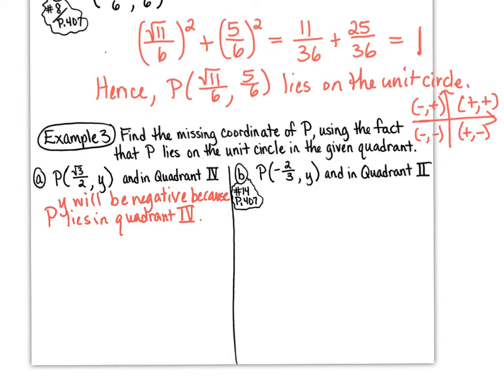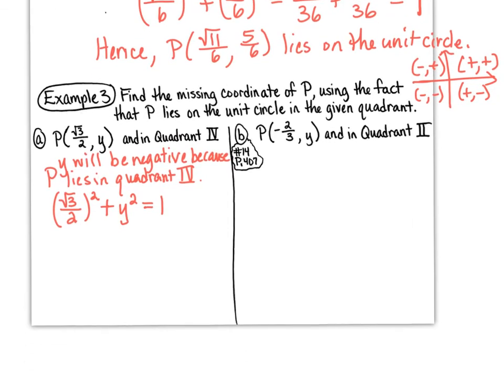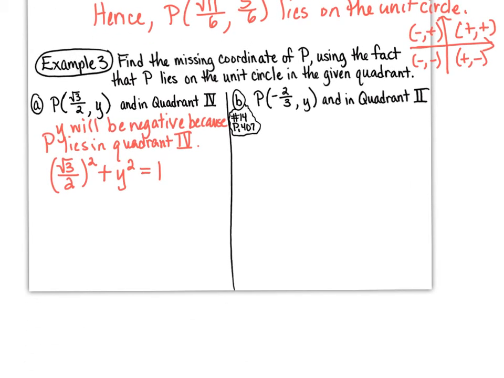You would use the formula x squared plus y squared equals 1. Good. Plug in the square root of 3 over 2 for x. So you will have the square root of 3 over 2 squared plus y squared equals 1, and then we solve this for y. Let's do that. The square root of 3 over 2 quantity squared gives us what? 3/4, good. So you have 3/4 plus y squared equals 1.